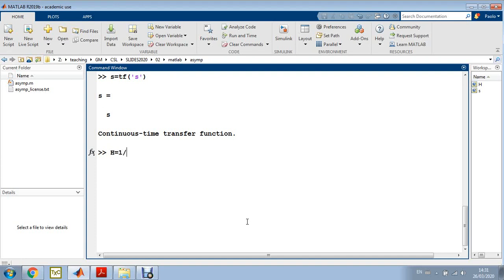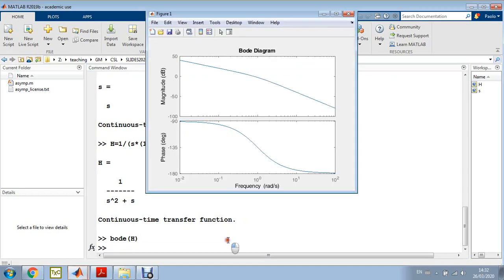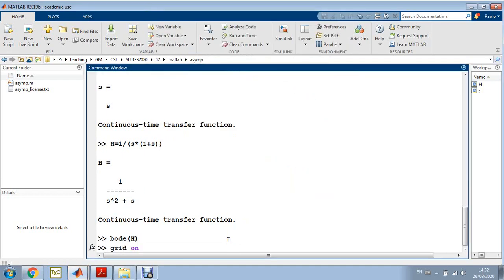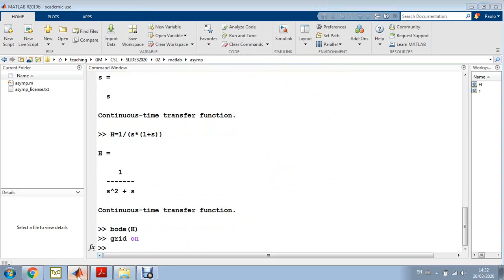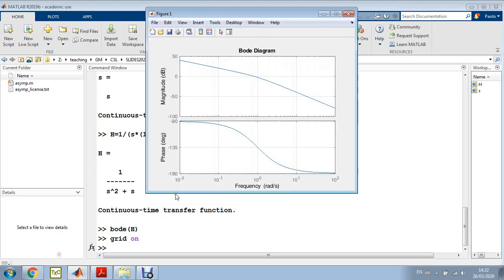So for example, the last example which we have seen was this transfer function over here. Just type it down, paying attention to write it correctly in the syntax with all the parentheses and multiplications. Once this is done, you can just use the command Bode to draw the Bode diagram. And I suggest also using this command grid on to show the grid in the background.